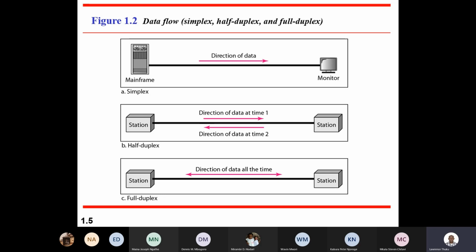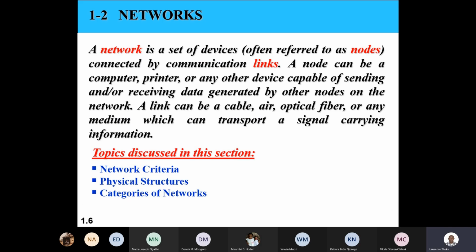And of course, our major focus will not be on half duplex or simplex, because most of our systems now are focusing more on full duplex. So when we talk about data communication, yes, there are three ways through which data will flow in a networked environment, but our major focus will be those systems which focus on a full duplex basis.